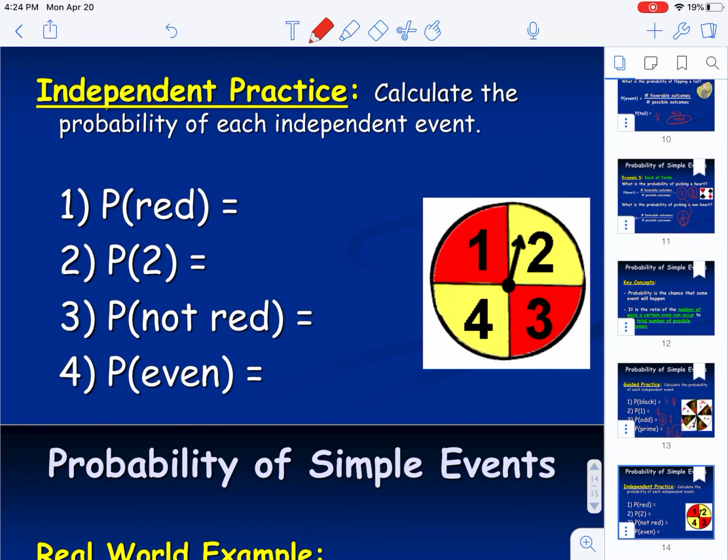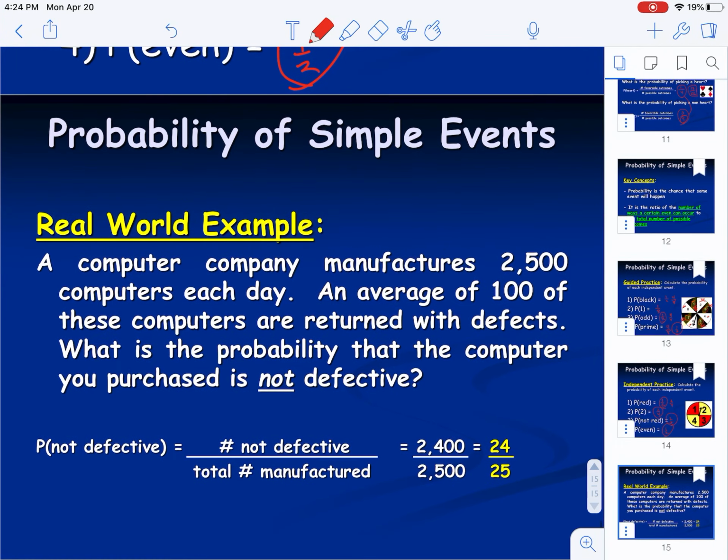All right, red, 1 out of 2. Probability of a 2, 1 out of 4, because this is really 2 out of 4, and then you reduce. So 1 out of 4. Not red, 1 out of 2. Even, 1 out of 2.